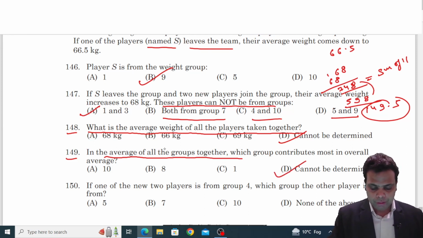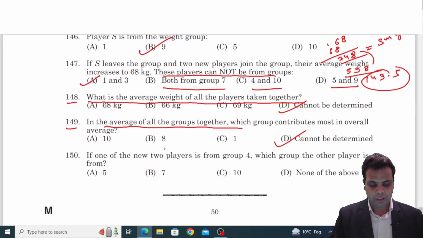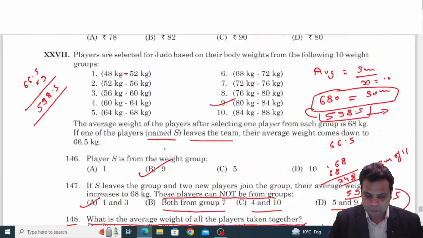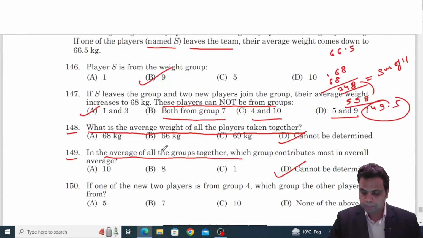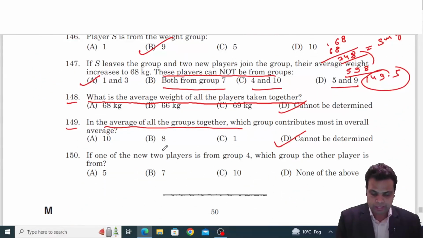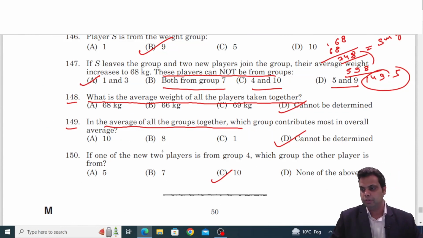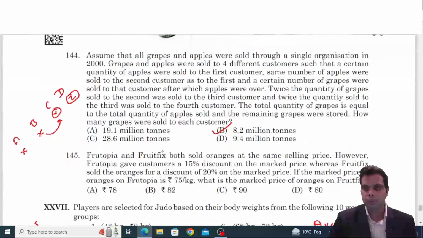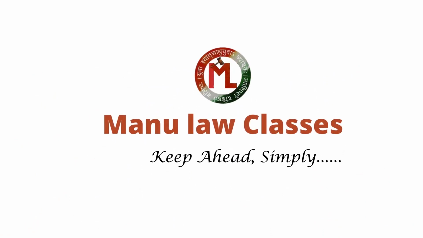If one of the new two players is from group 4, which group is the other player from? So obviously, if one of the new two players is from group 4, now see group 4 here, 60 to 64, correct? Which group is the other player from? That is group 10, correct? That is from group 10. That is quite an easy question. So I hope you got a clear solution of this question. Thank you so much.